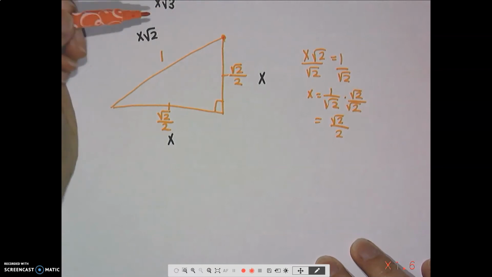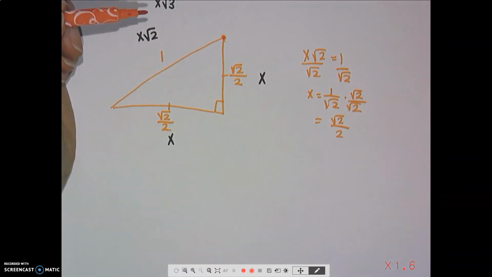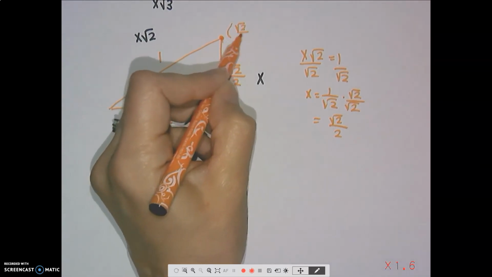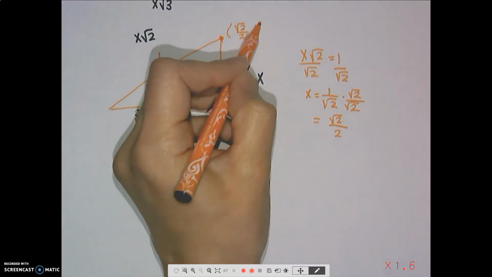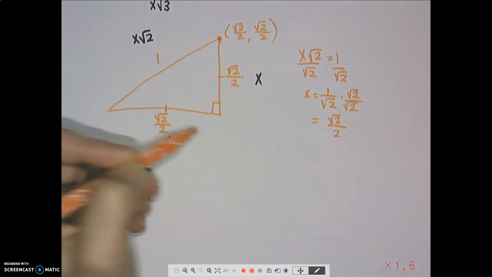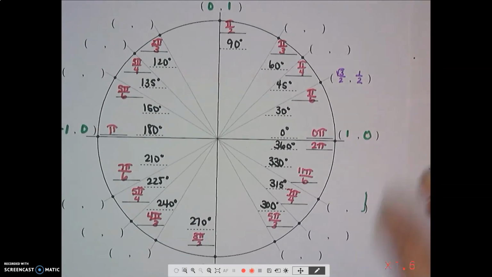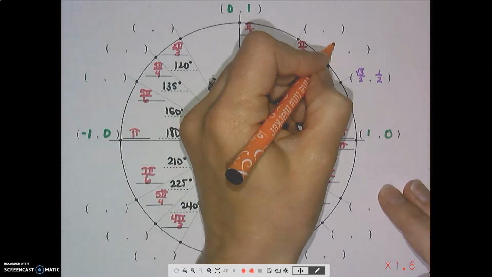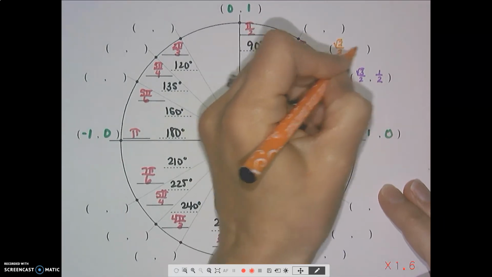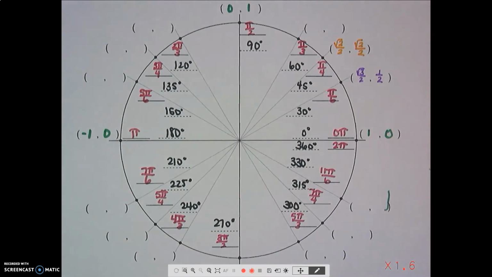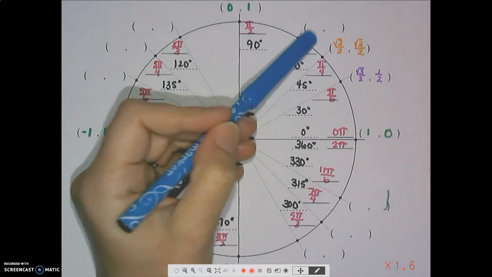So if we're looking at the coordinates of that point right there, we went radical 2 over 2 in the x direction and radical 2 over 2 in the y direction. So those are the coordinates on our unit circle. So I'm going to go back here again, and we will fill in radical 2 over 2, radical 2 over 2.